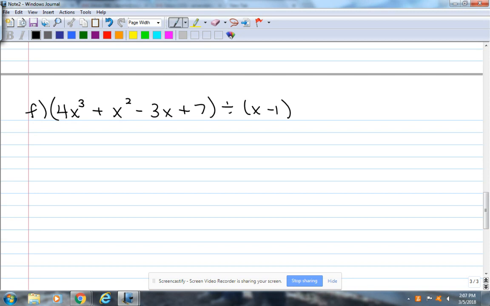So what do we do first? x equals 1. Yep. So x equals 1. That's my corner number. And then 4, 1, negative 3. Draw a line, skip a line. Skip a line, draw a line.